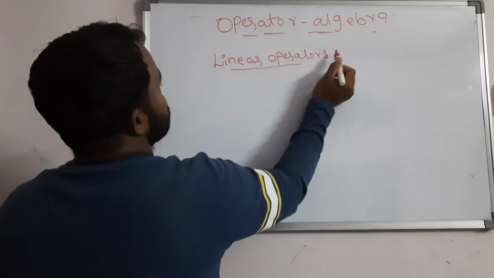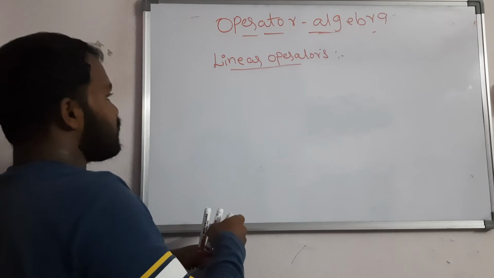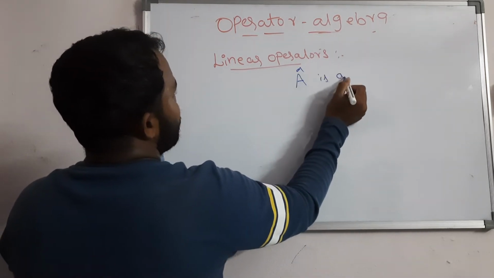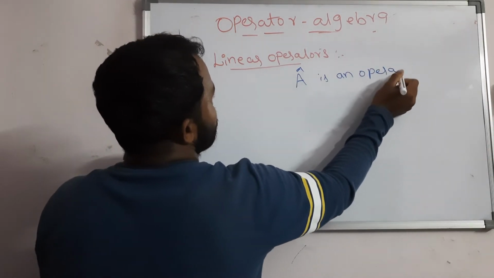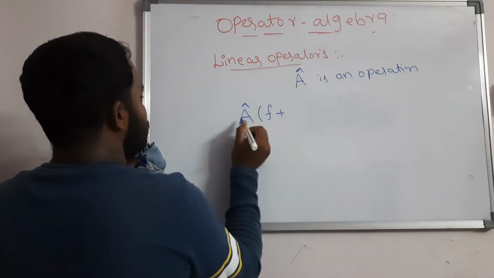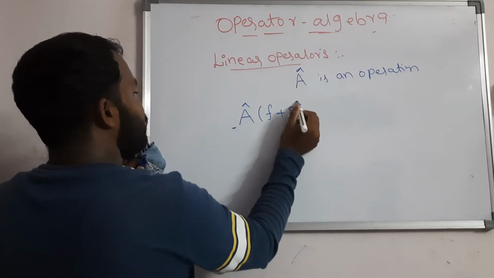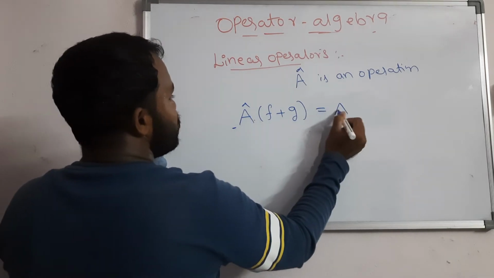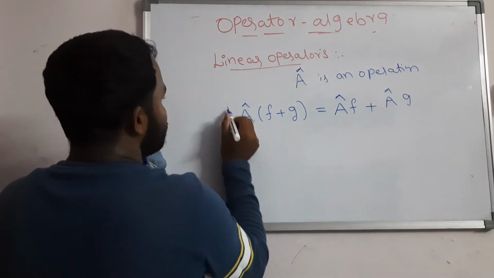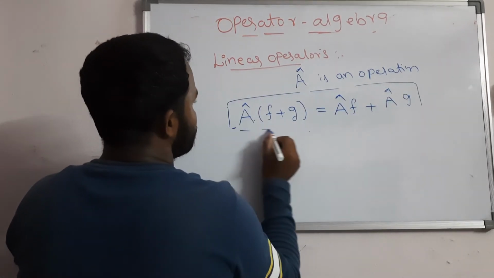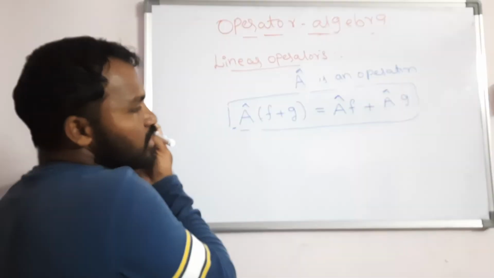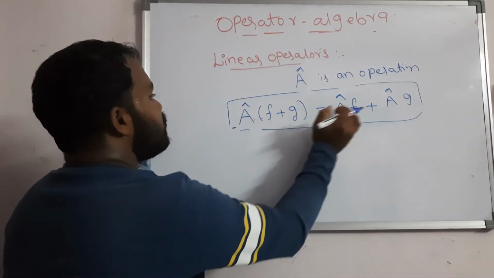Linear operators. So what is meant by linear operators? If A cap is an operator, it operates between two functions. For example, A cap of f plus g. You can write this as A cap into f plus A cap into g. So this is nothing but a linear operator. That means you can divide this with linear.